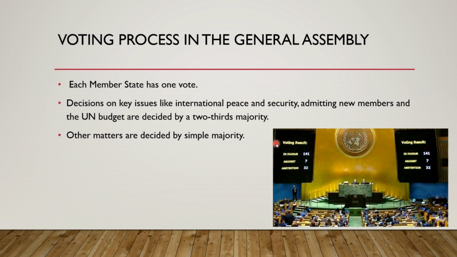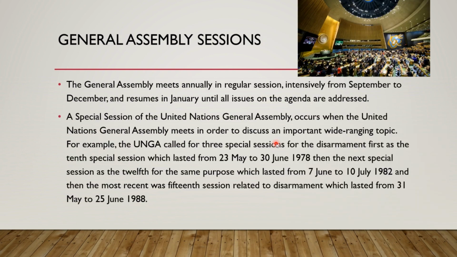And what does two-thirds majority mean? The two-thirds majority means that 66% of the whole members of the UNGA are in favor of or against the proposal. If 66% of the members are in favor, the proposal is accepted, while if 66% of the members are against, the proposal is not accepted.